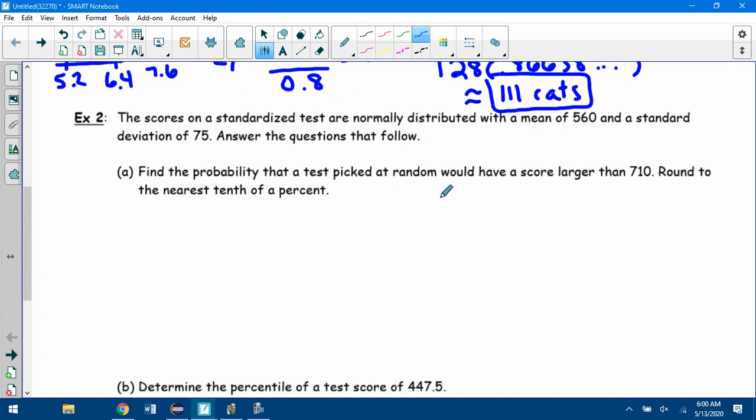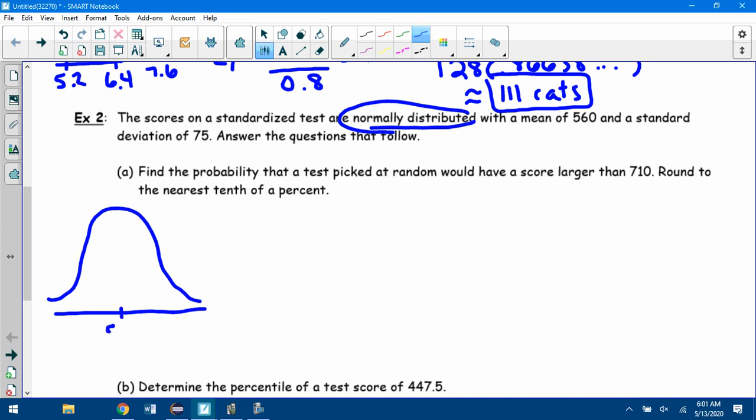Okay, let's do another example. Scores on a standardized test are normally distributed with a mean of 560 and a standard deviation of 75. Answer the questions that follow. Find the probability that a test picked at random would have a score larger than 710, round to the nearest tenth of a percent. Okay, so I see the words normally distributed.